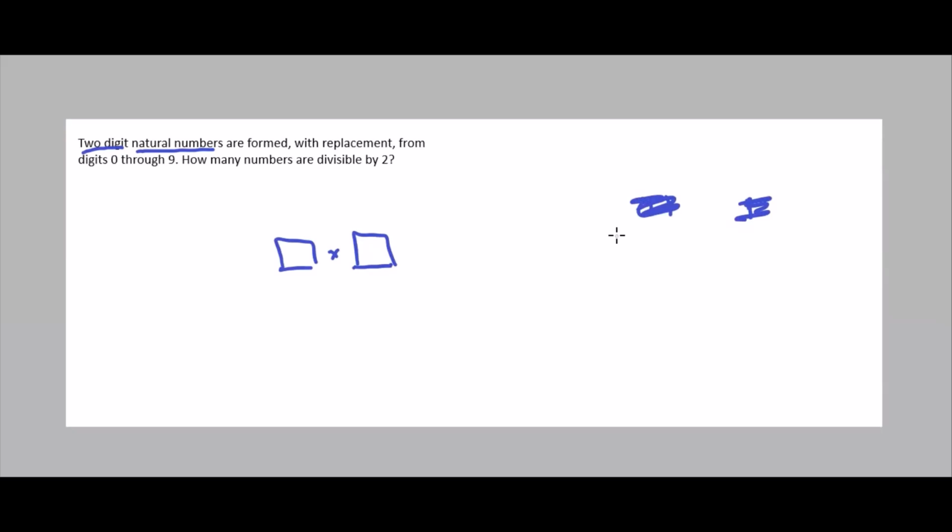We can use replacement. That means that we can duplicate a number. Like we could have the number 22, that'd be fine, or the number 44, that'd be fine as well. So those are the notes we have here.